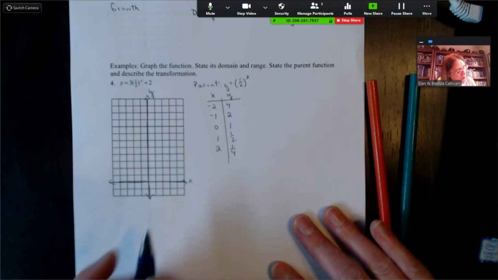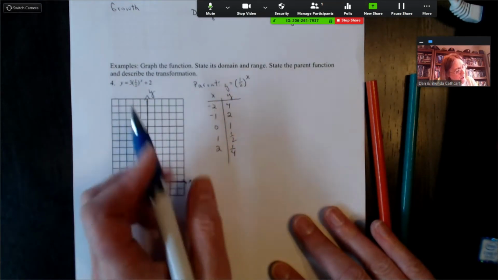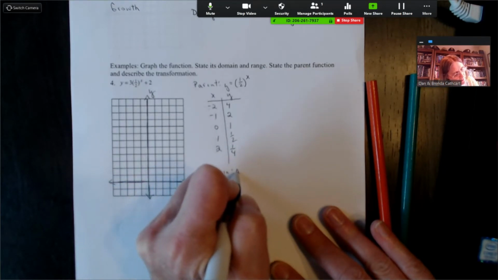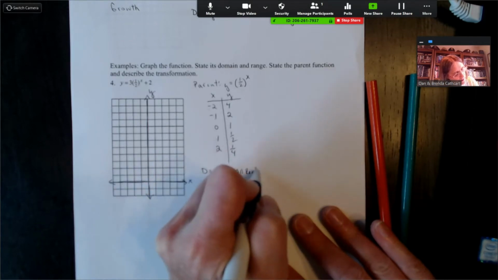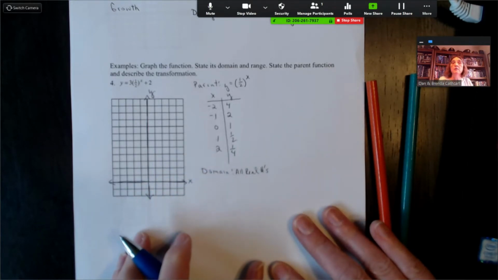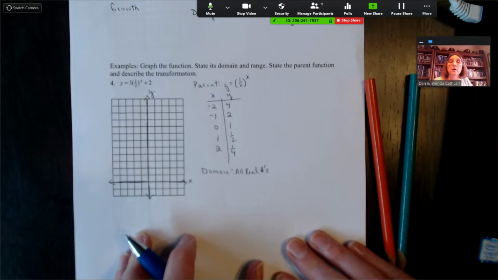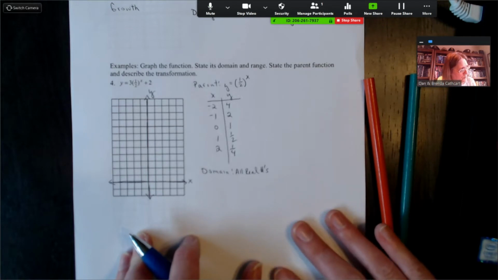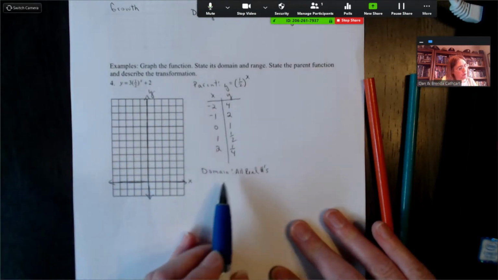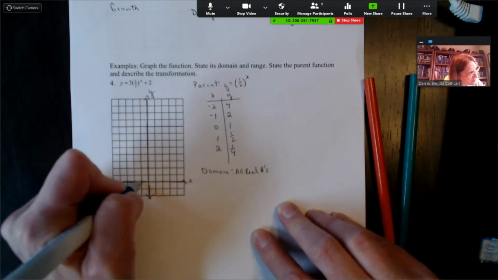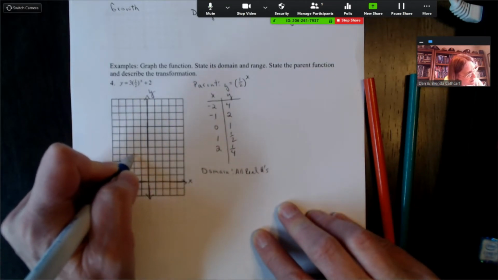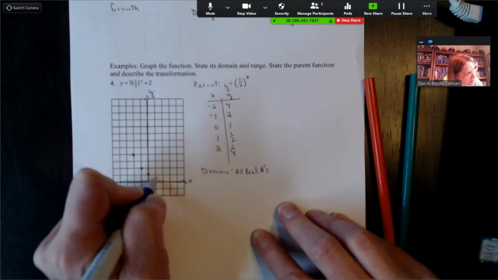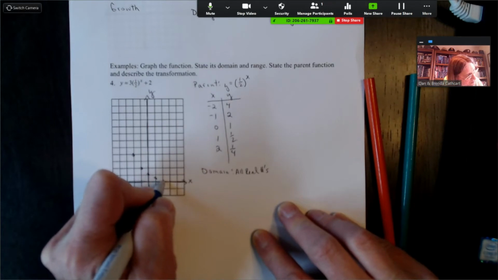Okay, and as we're looking at that, we also know that our domain for all exponential functions is going to be all real numbers. We're going to go ahead and do the graph of this parent function. We're going to do the transformations, and then we'll take a look at what the range will be. So let's do our graph here. So -2, 4. -1, 2, 0, 1, 1, 1/2, and 2, 1/4.